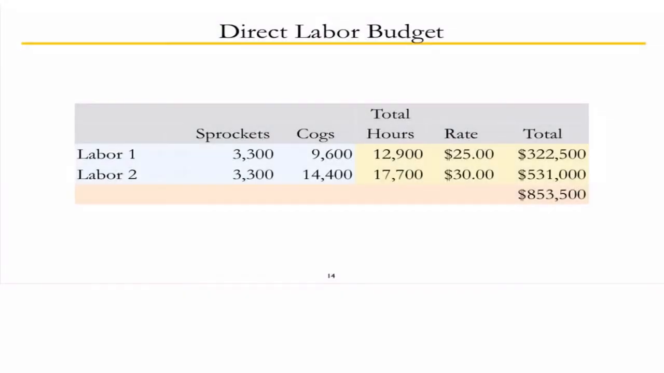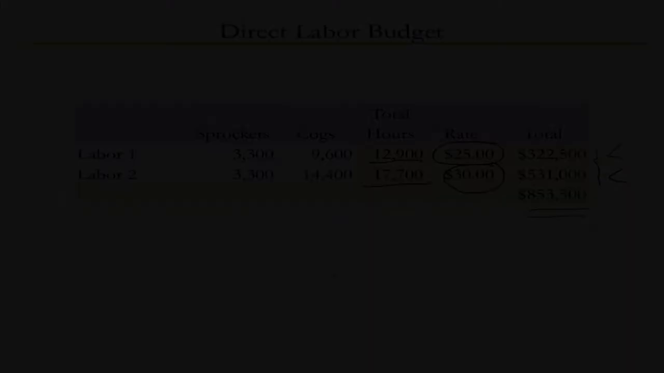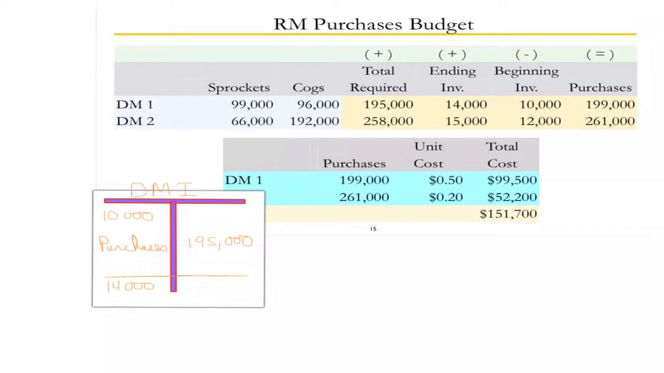On the last slide, we saw that labor 1 used 12,900 hours and labor 2 used 17,700 hours. The rate for labor 1 is $25. The rate for labor 2 is $30. 12,900 times $25 is $322,500. 17,700 hours at $30 an hour is $531,000. If you add the two together, you see the labor budget is $853,500.